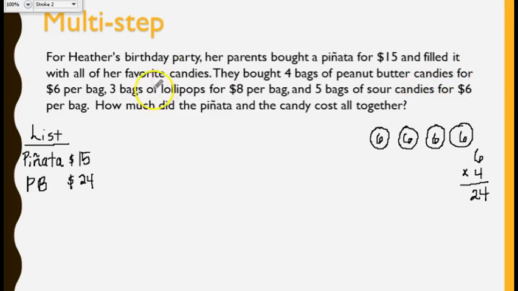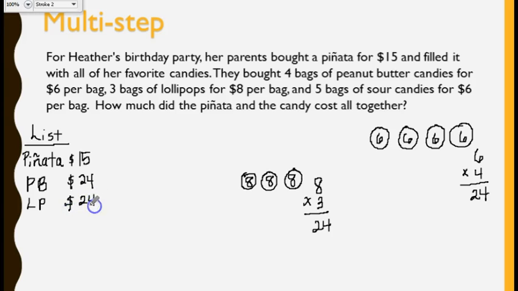All right, what's next? 3 bags of lollipops, and those are $8 per bag. Okay, so I could either add 8 3 times or just do your multiplication. Okay, so that was lollipops. I'm going to put LP for lollipop. And that's also $24. Wow, this is getting to be an expensive piñata.